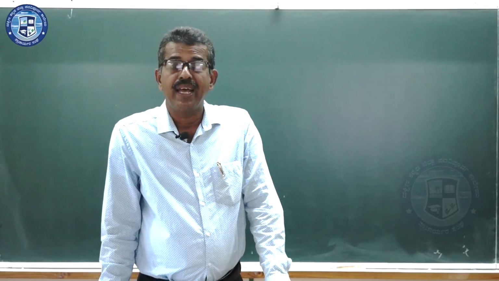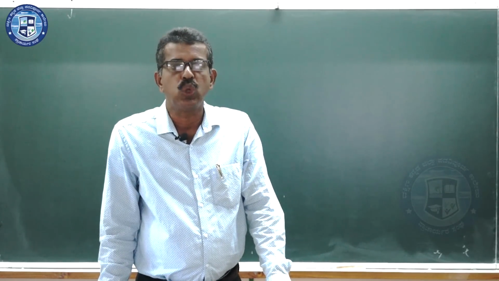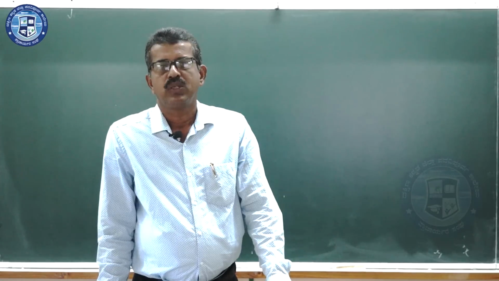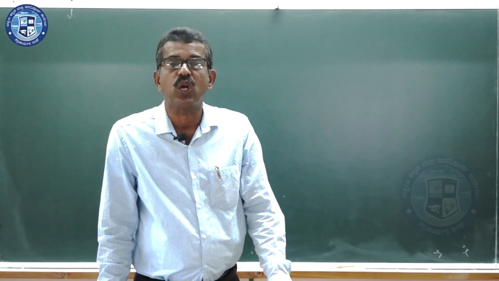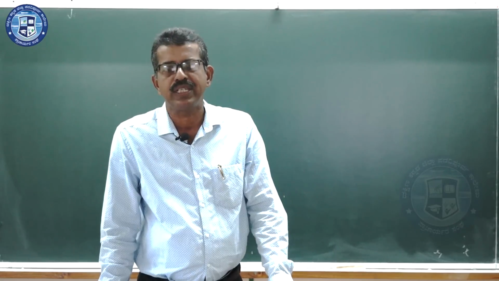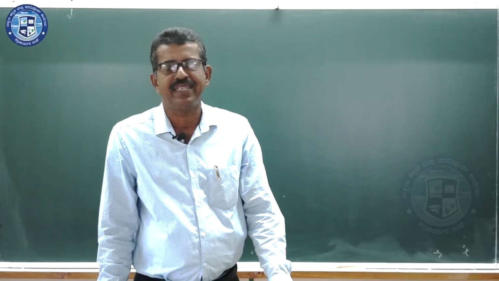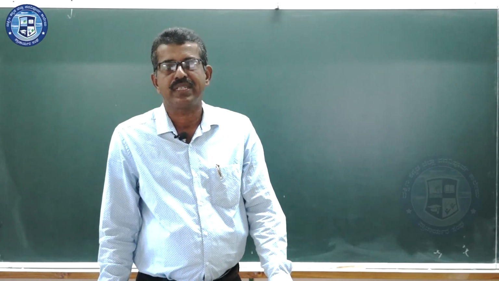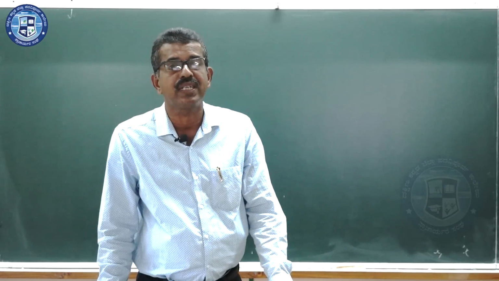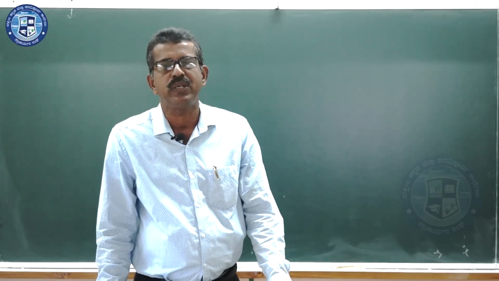So as a whole, a matrix has no value. But a matrix of order m cross n, as I mentioned in the previous session, has m into n values. Therefore the number of elements of a matrix of order m cross n is m into n.